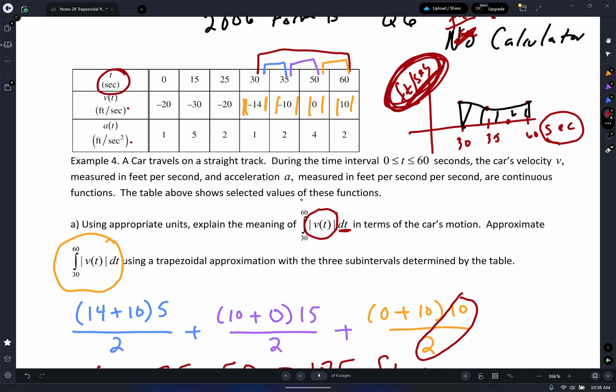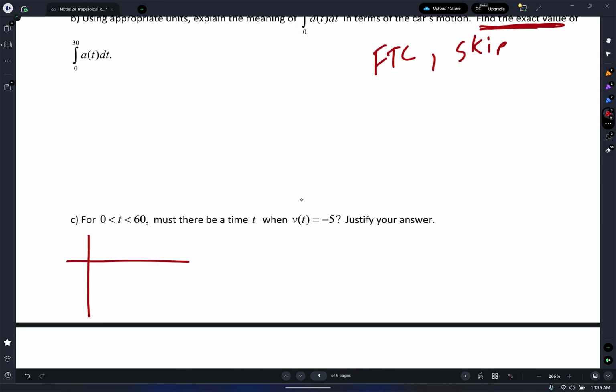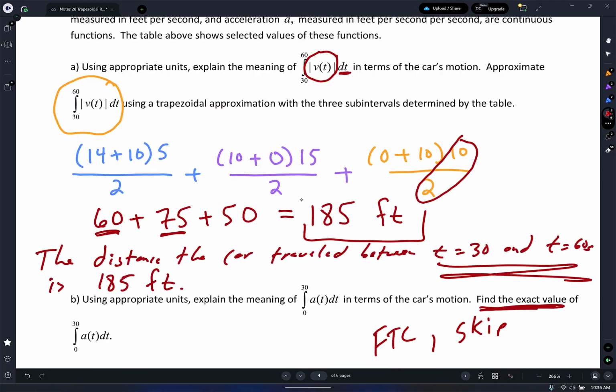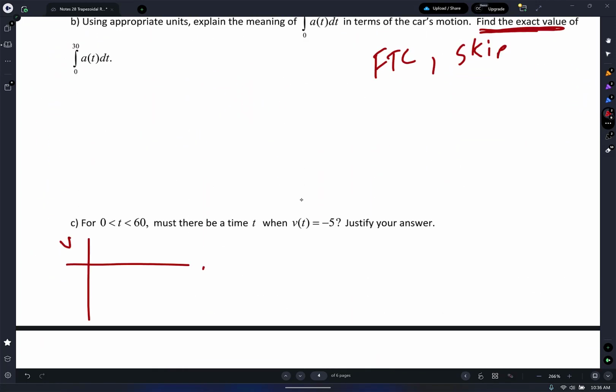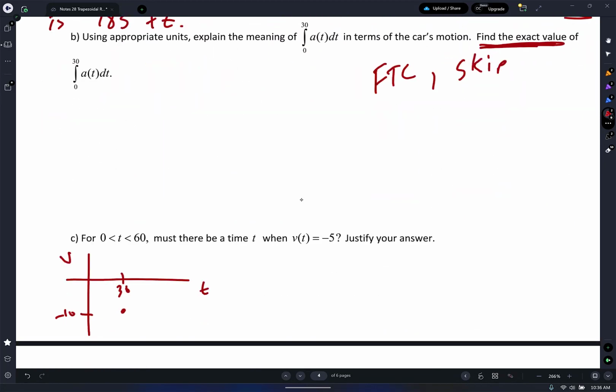Perfect. And its velocity is continuous, right? Look, I'll draw a little graph for you just in case. It doesn't have to be perfect. Velocity at 30 is negative 10. I'm going to call this V and this T. At 30, I'm at negative 10. And then velocity at 50 is 0. Negative 5 is right smack in the middle of this. Remember, velocity is continuous. There is no way to go from negative 10 to 0 without hitting negative 5.